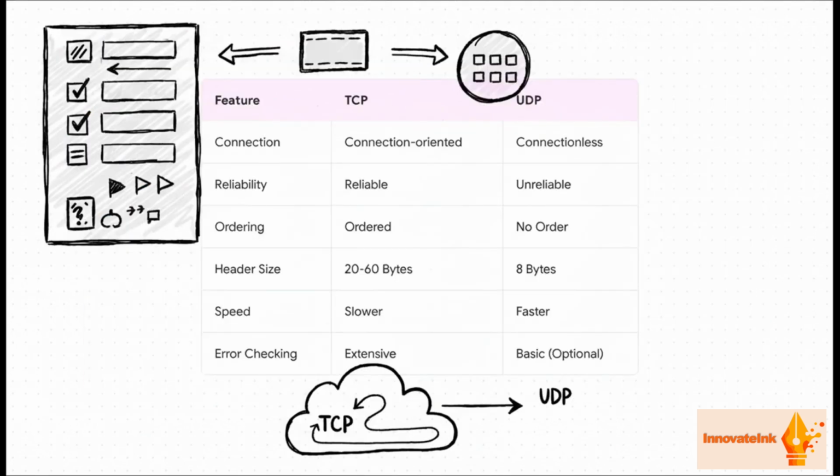Now this is where it gets really interesting. Just look at the header size. TCP's header is anywhere from 20 to 60 bytes, while UDP's is this tiny, fixed 8 bytes. So why the huge difference? Well, that bigger TCP header is basically the price you pay for reliability. It's filled with all the paperwork needed to be that certified courier: sequence numbers, acknowledgments, all that good stuff. UDP just throws all that out for pure, unadulterated speed.